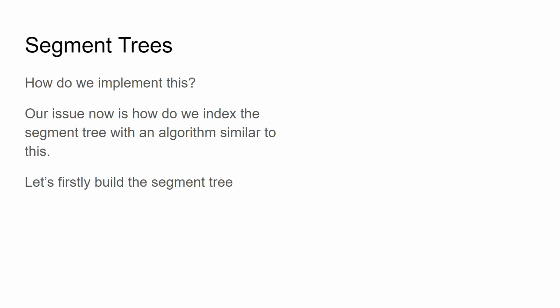Alright, cool. So how do we actually now implement something that indexes this correctly without using a hash map? The easiest way to think about this first is to actually build the segment tree.